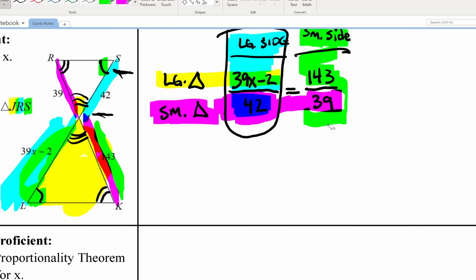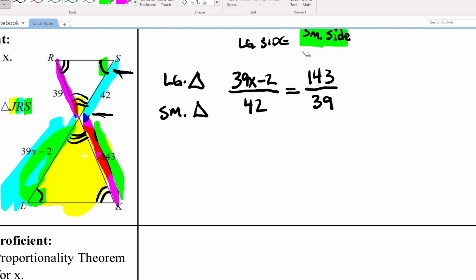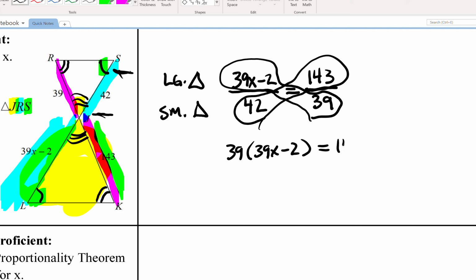And then once you've set your proportion up, you can do this in a number of different ways. I just think of it as the cross products will be equal. That means that these two multiplied will be equal to these two multiplied. So if I take 39 times 39x minus 2, that will give me the same as 143 times 42. Now we have an equation we can solve.